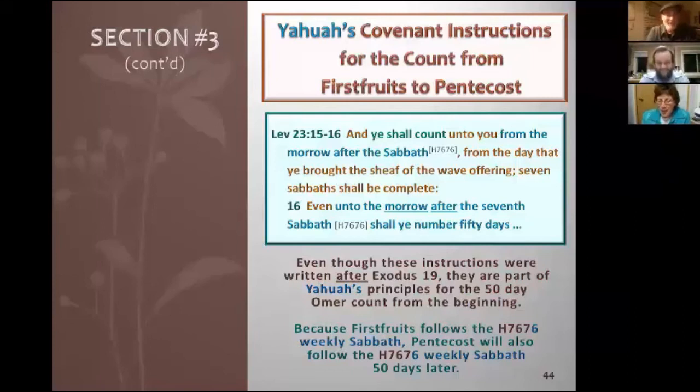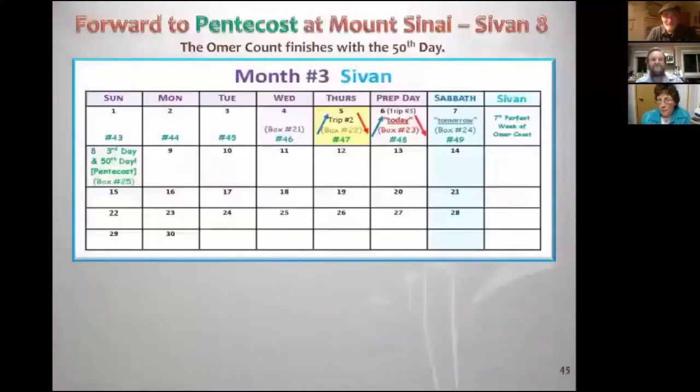Sorry. How about all the way to the end? All the way to the end of the 6,000 years. Yeah. All the way. Because first fruits follows the weekly Sabbath, and that is a Hebrew number 7676, Pentecost will also follow the weekly Sabbath. 50 days later, it is a 7676. We do a lot of work on that in the Joshua account. So let's look at this.